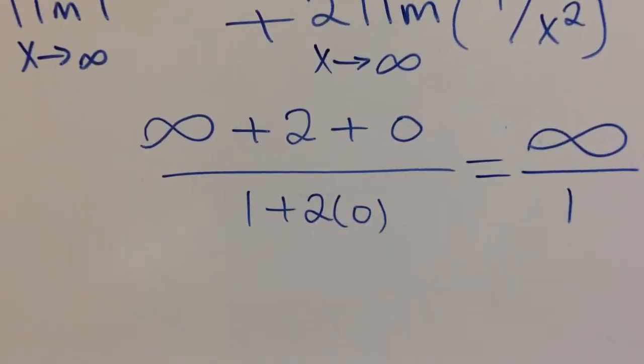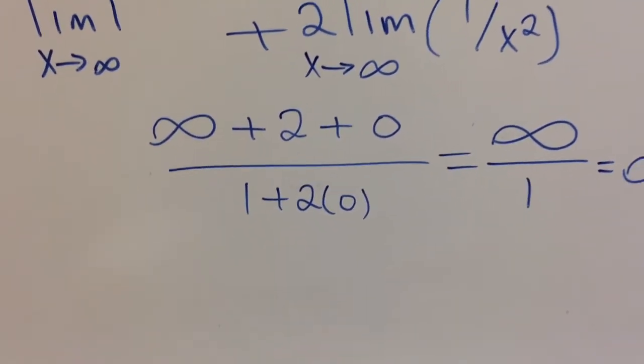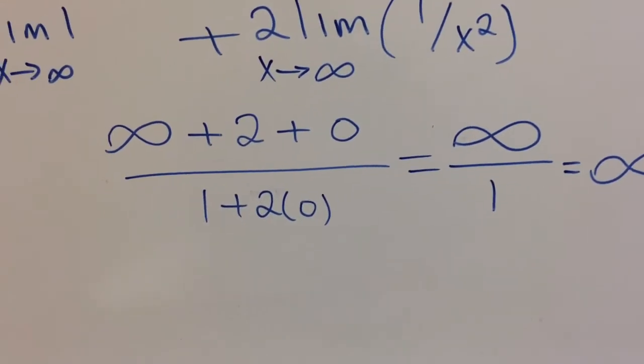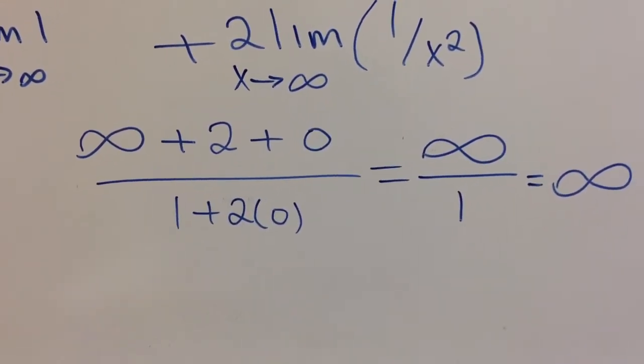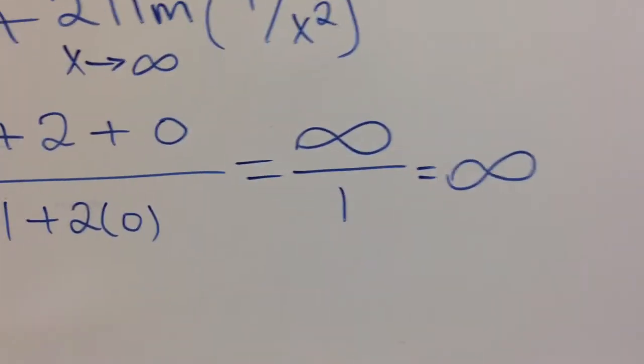So here we get infinity plus 2 plus 0 over 1 plus 2 times 0. Infinity is such a big number that the 2 really doesn't change it, so it stays as infinity. So we get infinity over 1, which in turn is infinity.